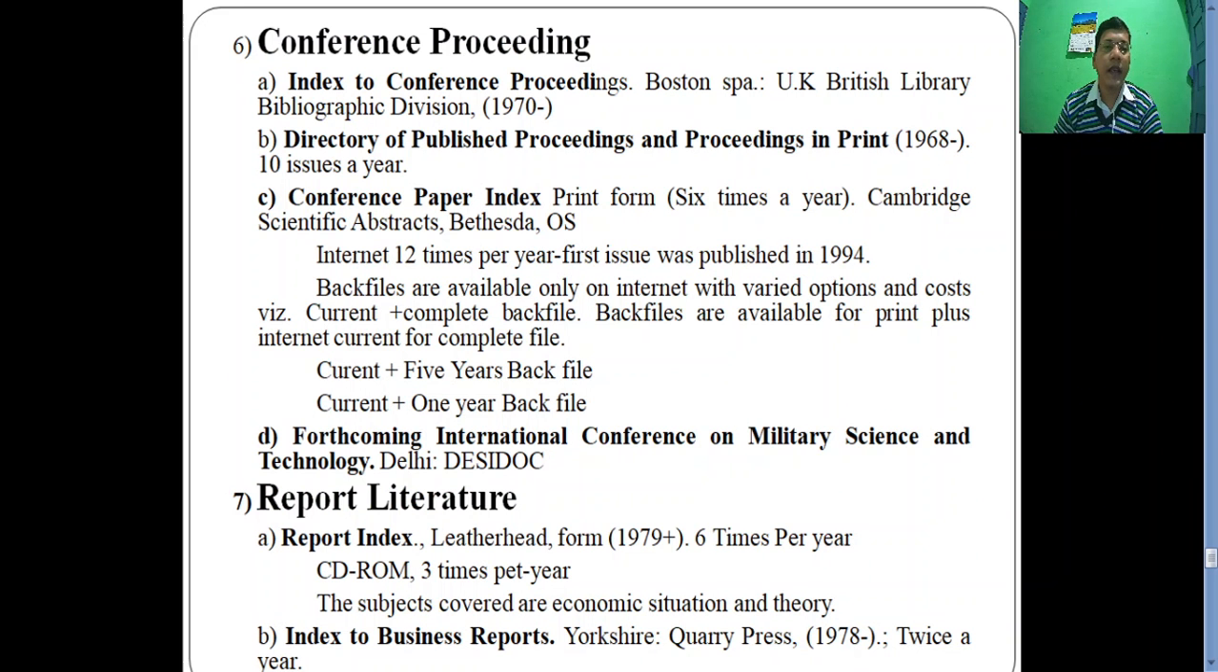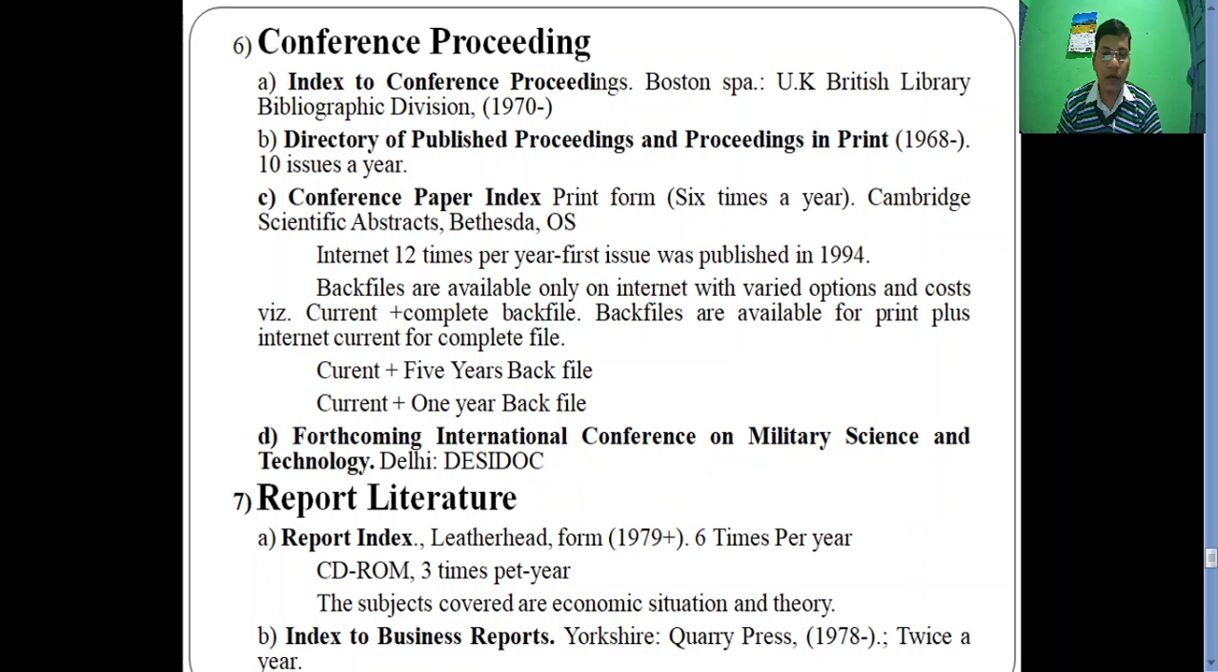Now, conference proceedings. Index to Conference Proceedings, Boston Spa, is also published from 1970 onwards by the British Library Bibliographic Division. Directory of Published Proceedings and Proceedings in Print, since 1968 onwards, 10 issues per year. Conference Paper Index, another important index, in print form, 6 times a year, Cambridge, from the Scientific Abstracts. On the internet, 12 times per year. First issue was published in 1994.